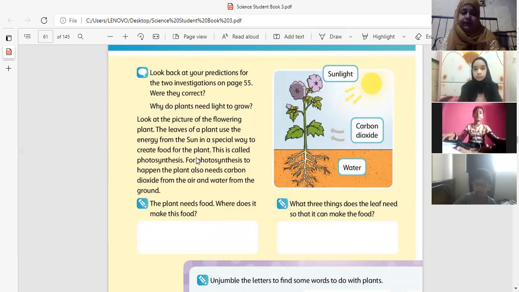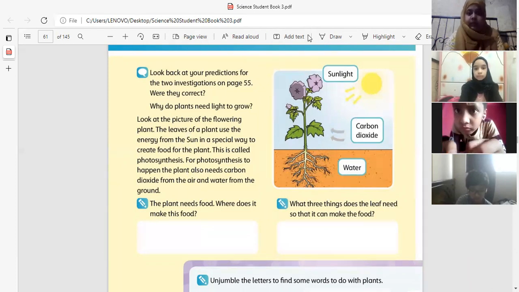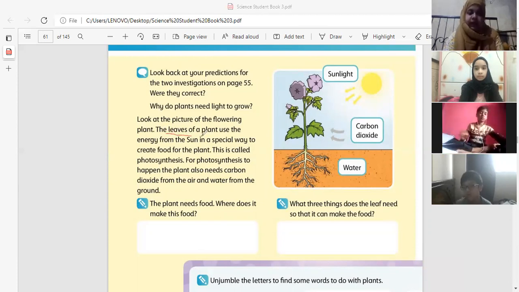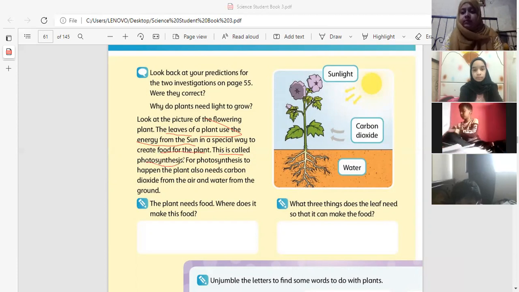So, you can just write it from here. Just mark it in a textbook. If you have, you can take a screenshot also. The leaves of the plant use the energy of the sun to create the food for the plant. This is called photosynthesis. Please underline it. One minute, I am writing.